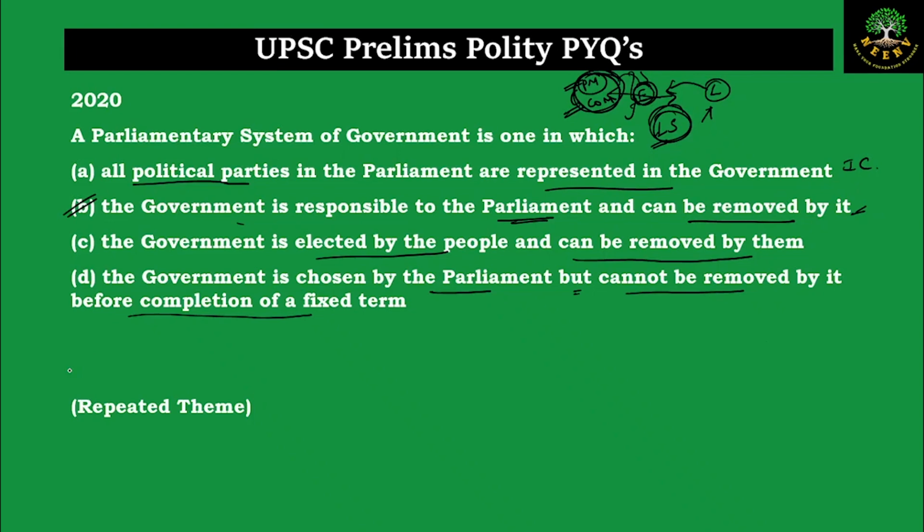Statement C: The government is elected by the people and can be removed by them. The legislature is elected by the people and the government is formed out of the legislature. But as of now, there is no provision for the people to directly remove the government. The Lok Sabha can pass a no confidence motion and remove the government, but the people cannot directly. So this is incorrect. Statement D: The government is chosen by the parliament but cannot be removed by it before the completion of its fixed term. No. If the government loses the no confidence motion, then it can be removed before the completion of the term. So this is also incorrect. So the best possible option here is option B.